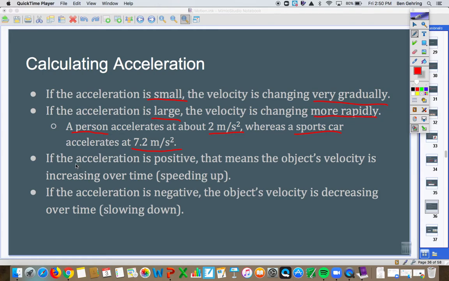A couple more pieces. If your acceleration is positive, this means you are increasing your speed, your velocity is increasing, you're speeding up, you're going faster. If your acceleration is negative, your velocity is decreasing, which means you are slowing down. A lot of people use the term deceleration. In this class, we're not going to use that. We're going to say a negative acceleration instead.